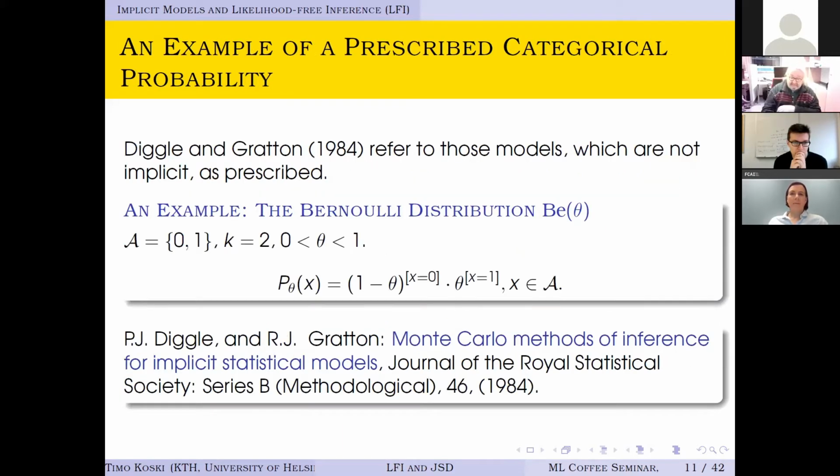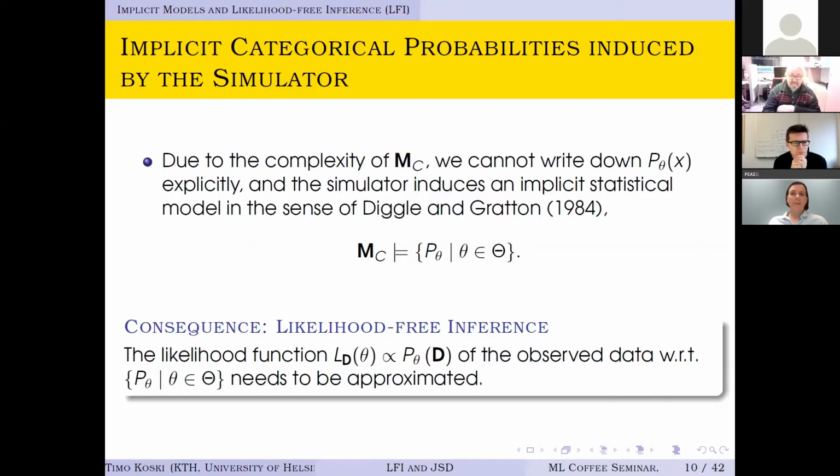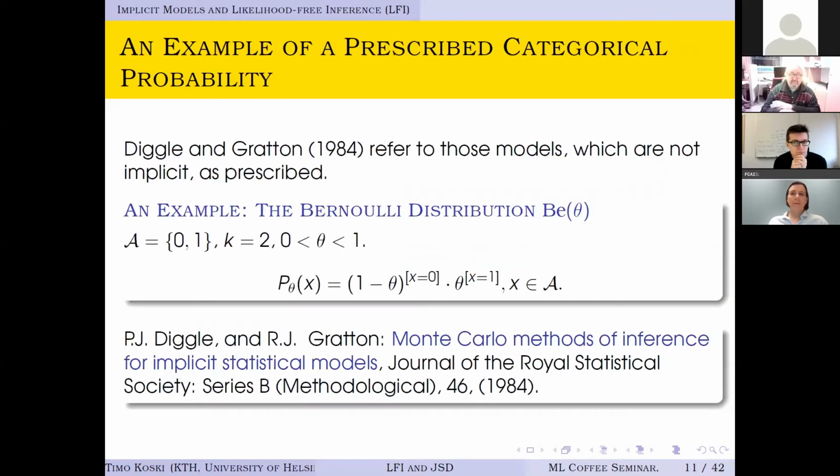Right. So they use the terminology of prescribed categorical probability, where you could have your probability distribution explicit. Now here's an example. I only have this example because I will need this particular symbol later on, and there's the name of the paper on implicit statistical models.